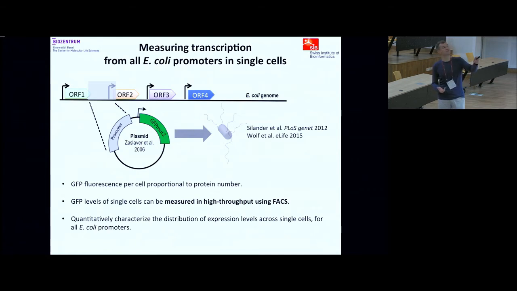So what they did is, when you have the intergenic region between two genes, they cut it out and they put it in front of GFP. Okay?